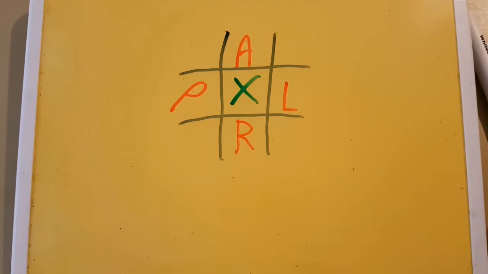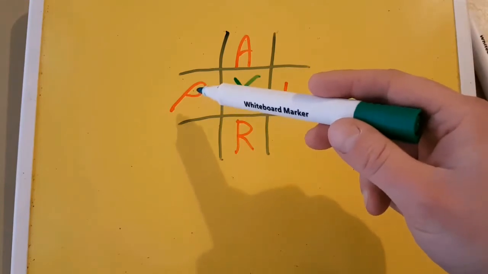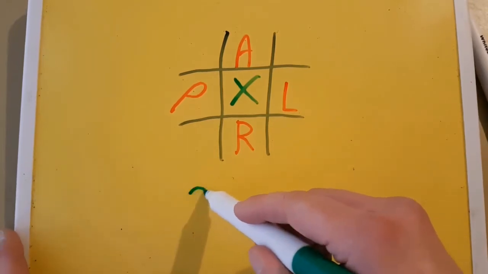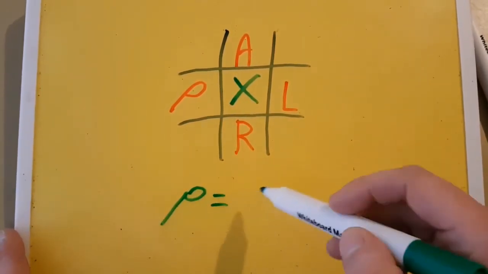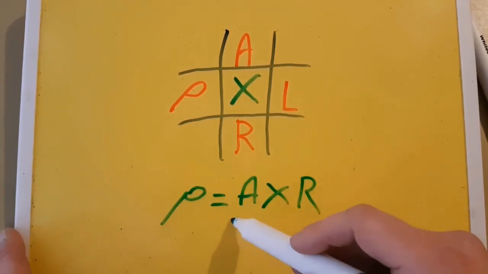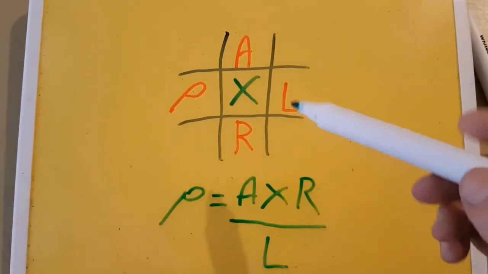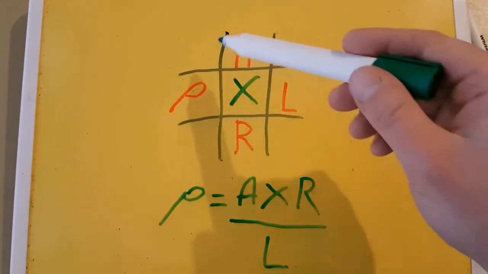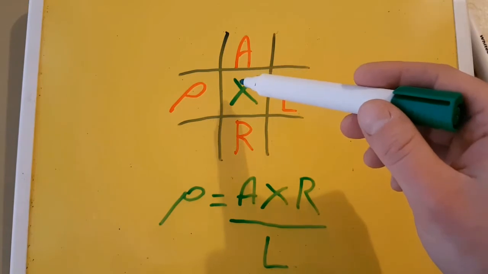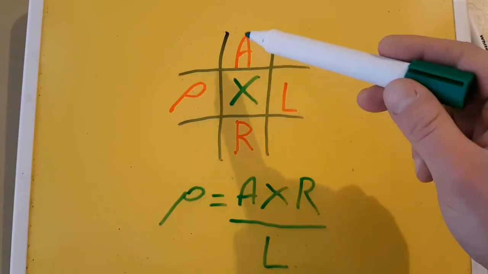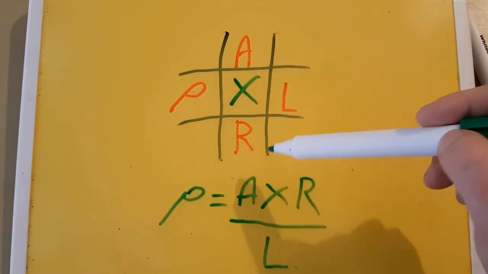Okay, so using the PARL Square, let's say we want to work out the resistivity of whatever it is. It would be P, or rho, equals A times R divided by L. Because with the PARL Square, you always multiply before you divide. Each of these lines represents a division line, but you always multiply first. So to work out rho, the resistivity, it's A times R divided by L.